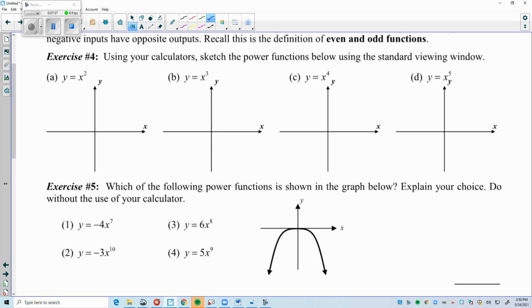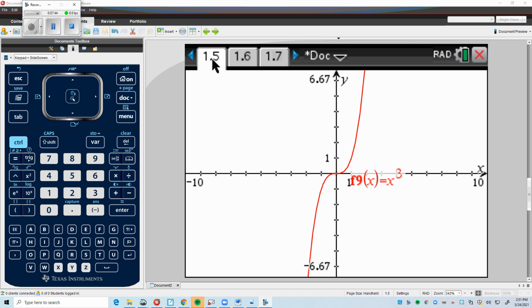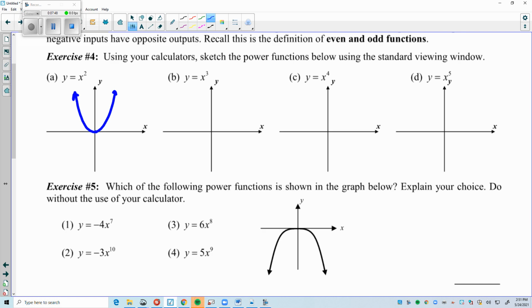So plain old x squared, we would have something that would look like this. If we look at our calculator for our x cubed, notice the end behavior on this graph. Your x cubed graph is looking something like this. So they're pointing in opposite directions.